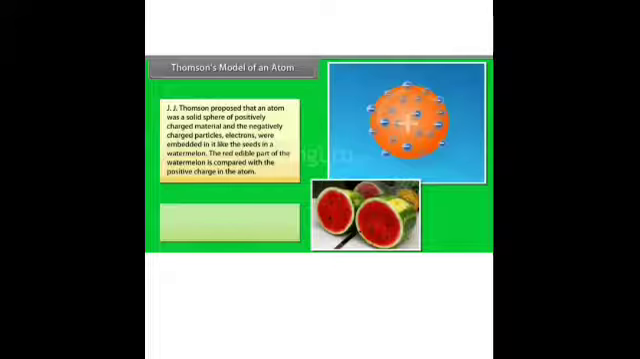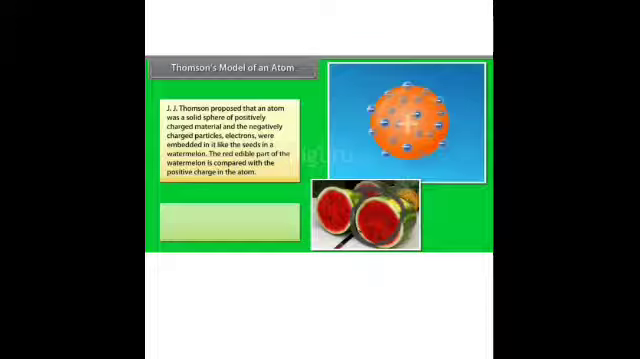So according to J.J. Thomson, an atom was a solid sphere of positively charged material, and the negatively charged particles, electrons, were embedded in it like the seeds in a watermelon. The comparison has been made with the watermelon, which you can see here in the picture.